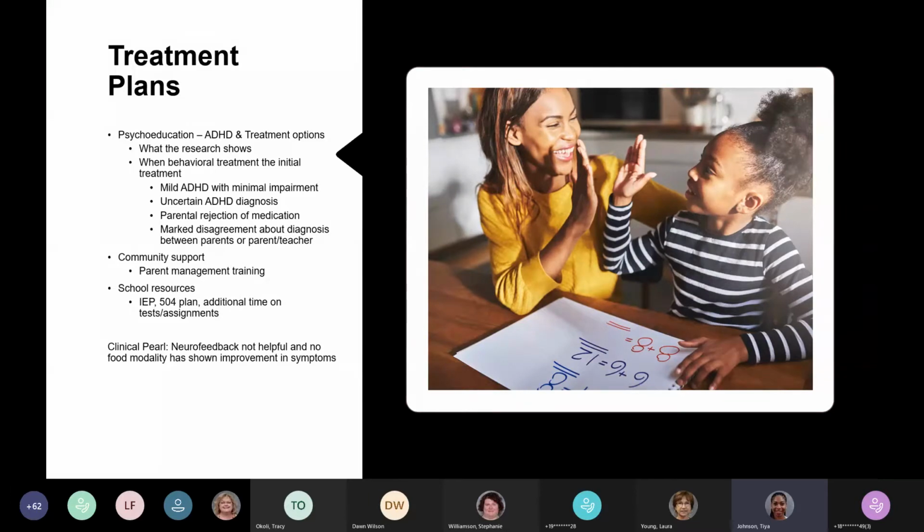Now, another clinical pearl is that neurofeedback has not been shown to be helpful for ADHD, and there is no food modality that has shown improvement in symptoms. I'm sure that if you all have seen a lot of ADHD kiddos, which I know you all do in primary care, there's a lot of questions about neurofeedback. There's a lot of questions about, well, if I give my child omega-3, will that help? Or less sugar in the diet, will that help with ADHD symptoms? And no research has shown that either of those things are going to improve the symptoms. So I tell parents that all the time.